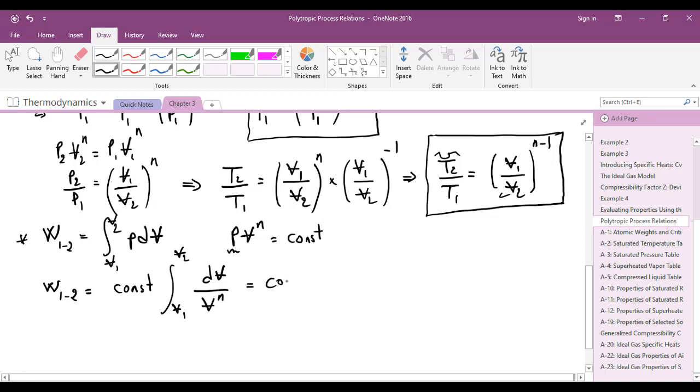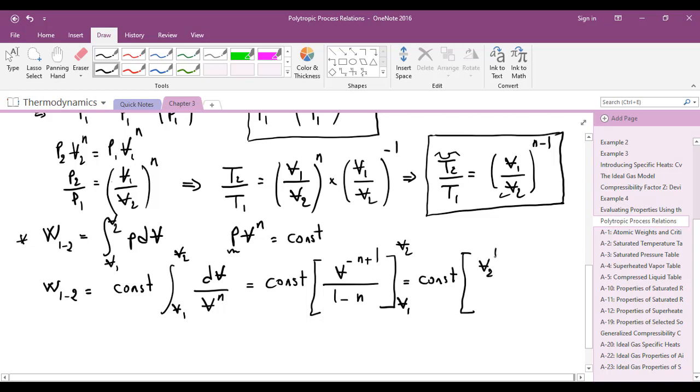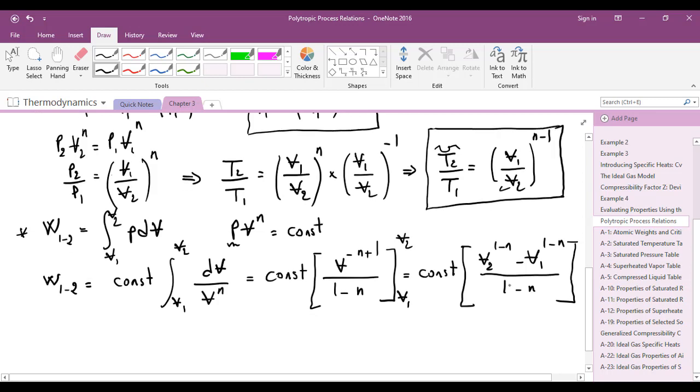So we will have the constant, and the integral will be equal to V to the power minus n plus 1 over minus n plus 1, or 1 minus n, from V1 to V2. So we will have a constant into V2 to the power 1 minus n minus V1 to the power 1 minus n, over 1 minus n.